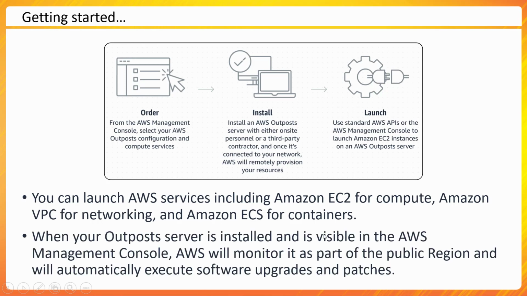When Outpost is installed and is visible in the management console, AWS will monitor it as a part of the public region and will automatically execute software upgrades and patches. So if something needs to be updated, that is the responsibility of AWS. Maybe there's an issue with the power supply; they are monitoring it and they would notify you that a replacement would be sent or some other maintenance is required. So they would keep you posted about any issues. It will be managed and monitored by AWS. Obviously, when you launch your EC2 machines on it, that becomes your responsibility, but the bulk hardware maintenance is taken care of by AWS for you.